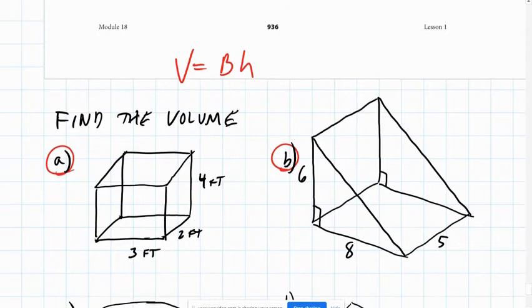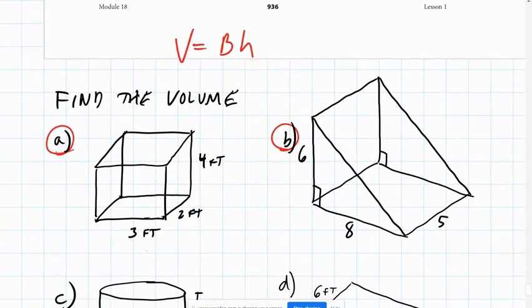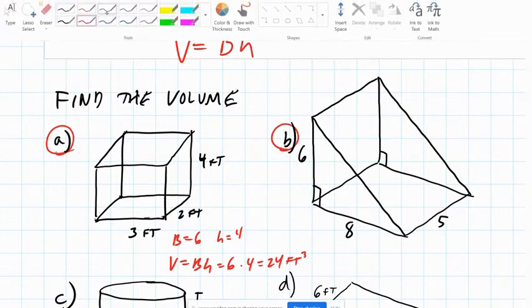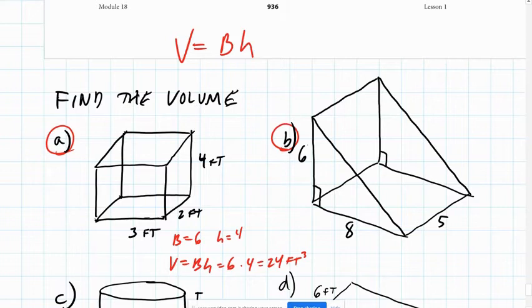All right, for problem A, our base area is 6 and our height is 4, and so our volume is base area times height, so that's 6 times 4, which is 24 cubic feet. Okay. For problem B, I didn't put units on there, so I'm going to go ahead and add units in: 6 feet, 8 feet, 5 feet.